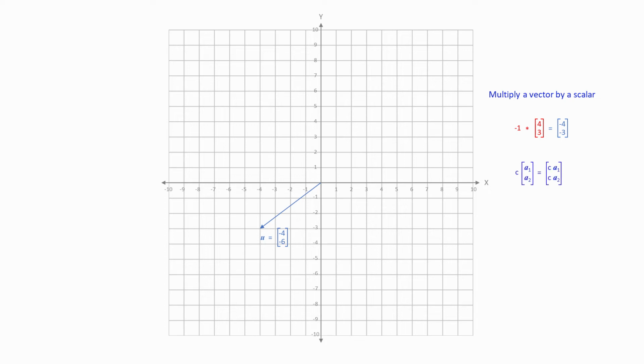Algebraically, we can express scalar multiplication of two-dimensional vectors like this, where c is a number. Generalizing for any number of dimensions n, we can write this. Multiplying vectors by scalars has a number of applications, particularly in physics.